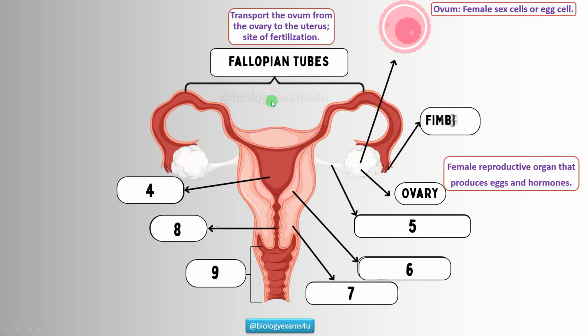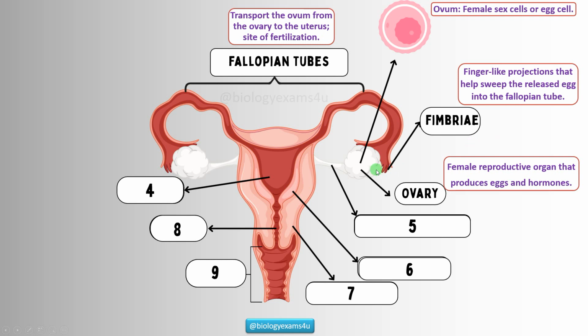The next structure is associated with the fallopian tube, which is called as fimbriae. At the far end of this fallopian tube, there is a finger-like projection that helps in sweeping this released egg from the ovary into the fallopian tube.